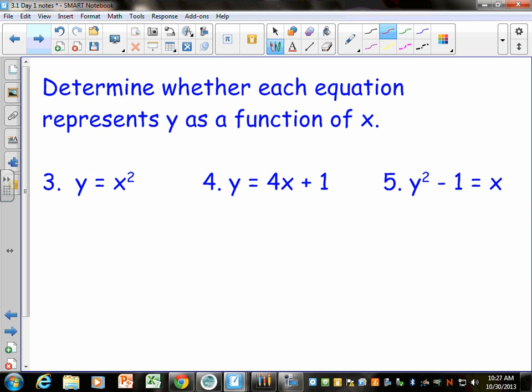The book says to figure out whether it's a function, you should think about when you plug in different values, are you ever going to get the same x value used twice? And you'll see in a minute that maybe there's an easy way to tell if it's a function or not. So for y equals x squared, I think about that's a parabola, and does that pass the vertical line test? It does.